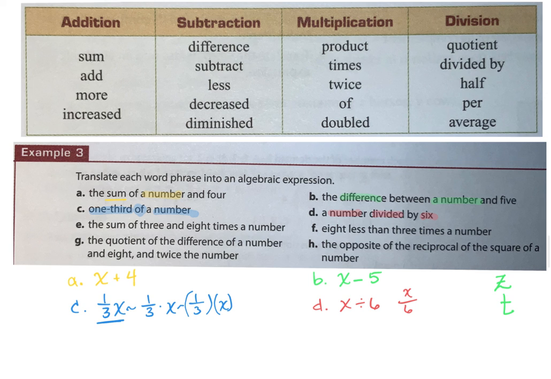All right, let's look at E. The sum of 3 and 8 times a number. I have two different operations here, okay? They are adding 3 and 8 times the number. How do I write 8 times the number? 8 times any, yeah, your variable, whatever your variable is. The sum of 3 and 8 times the number. All right.